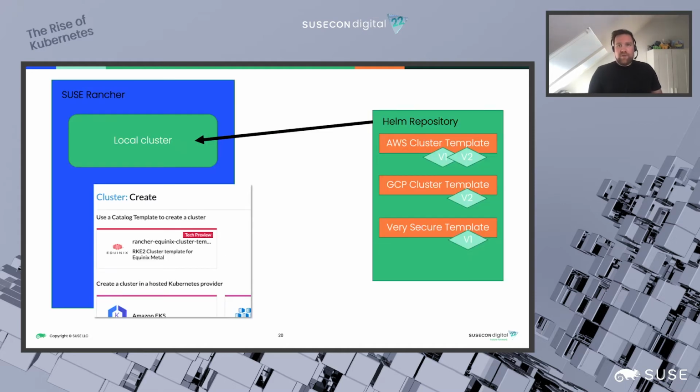If you have such a Helm repository and you have some cluster template Helm charts in them, the only thing you need to do is to register this Helm repository in the application catalog of the local cluster. And as soon as you do that, the Helm charts that contain cluster templates are then directly visible in the cluster creation screen to pick up on if you have the rights to do so. And for the remainder of the talk, I want to show you how this looks like.